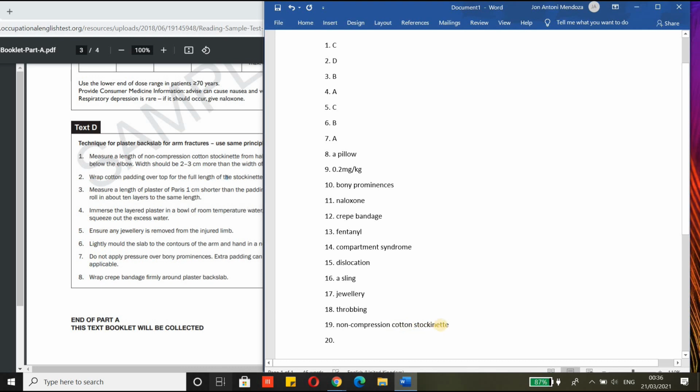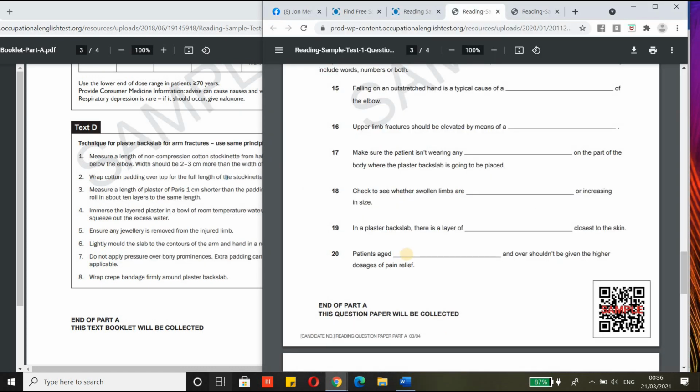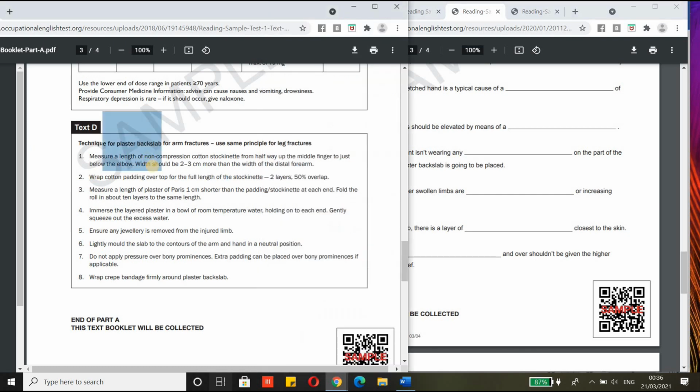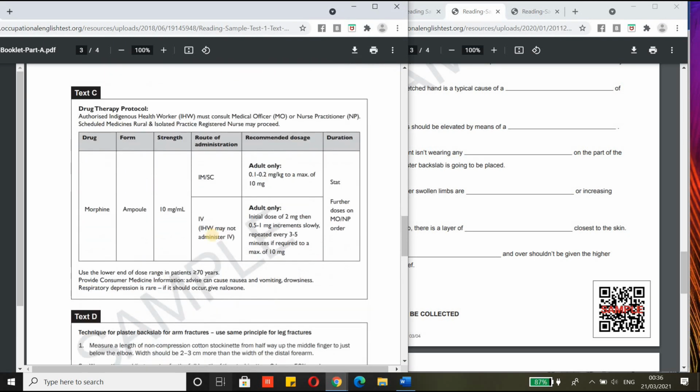Non-compression cotton stockinette. So it's correct. Spelling is correct. 20. Patients aged blank and over shouldn't be given the higher doses of pain relief. So let's go to pain relief. Adult. So use the lower end of dose range in patients more than or equal to 70 years.